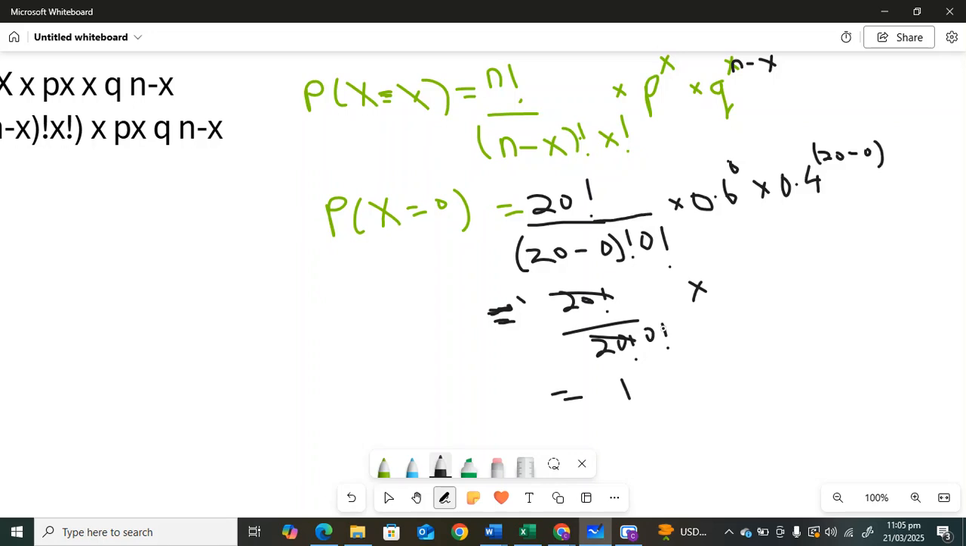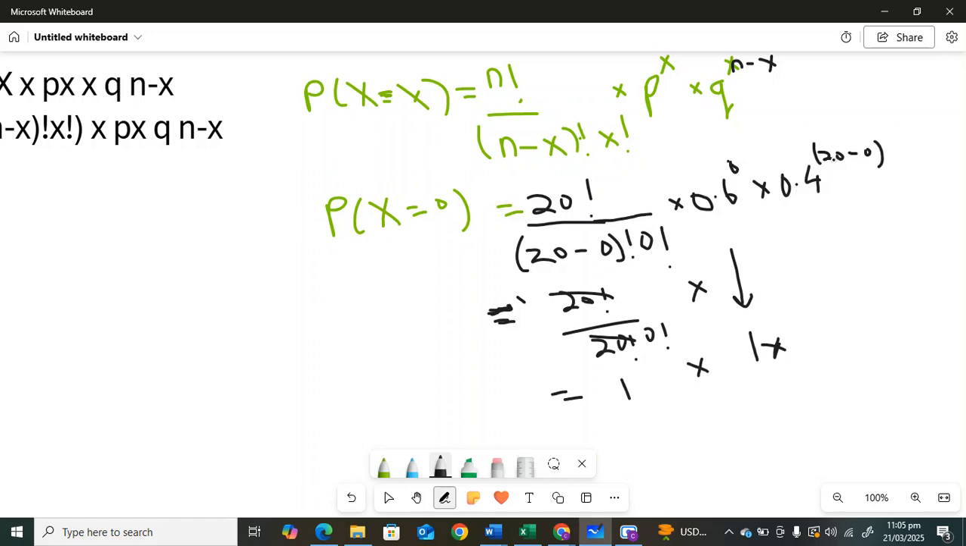So this tabulation here, we get 1. Then 0.6 to the power 0. Remember, anything to the power 0 is 1, right? So we have 1 times 1. Then here, 20 minus 0, that is 20. So we're saying 0.4 to the power 20.